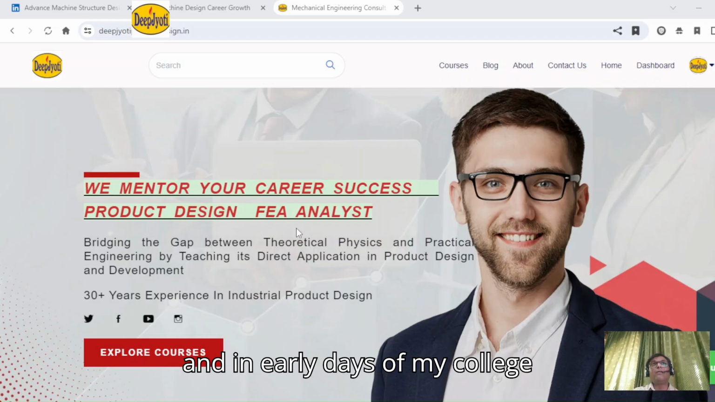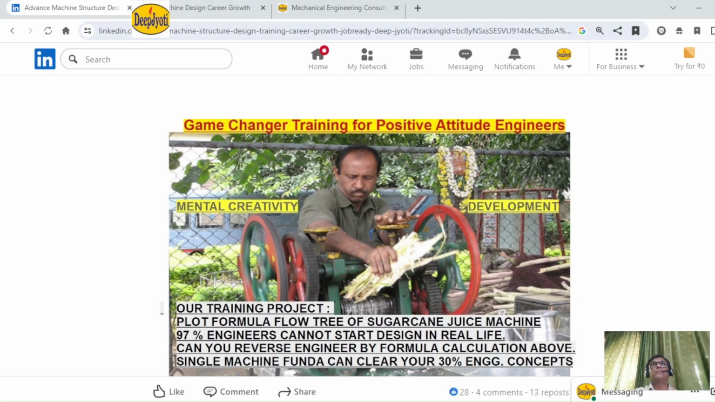And in the early days of my college, you can see the screen, the project, a sugar cane crushing machine. Everybody knows sugar cane in India, worldwide, right? Now, this was one of the projects in our 7th semester. Design this machine from scratch to finish, and a photo was given. Open book exam. In the entire class, nobody could do it.